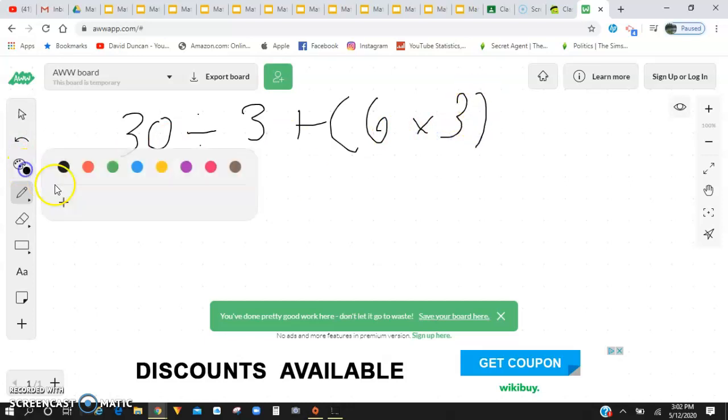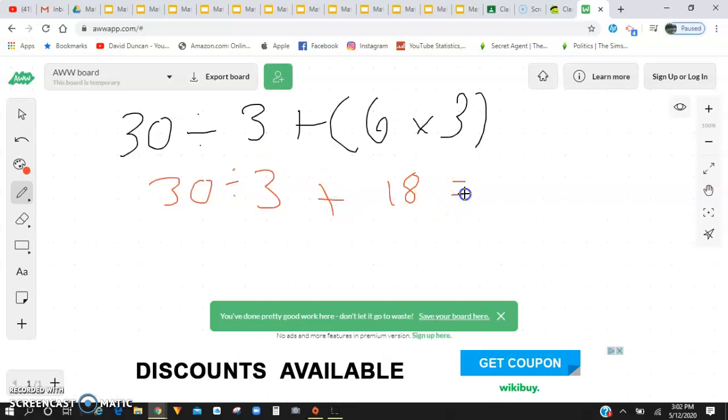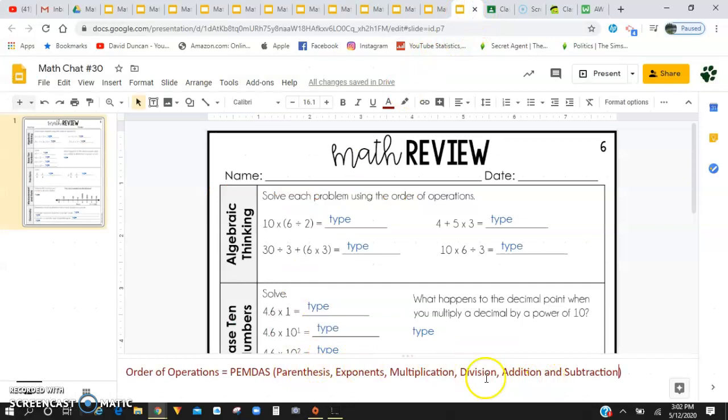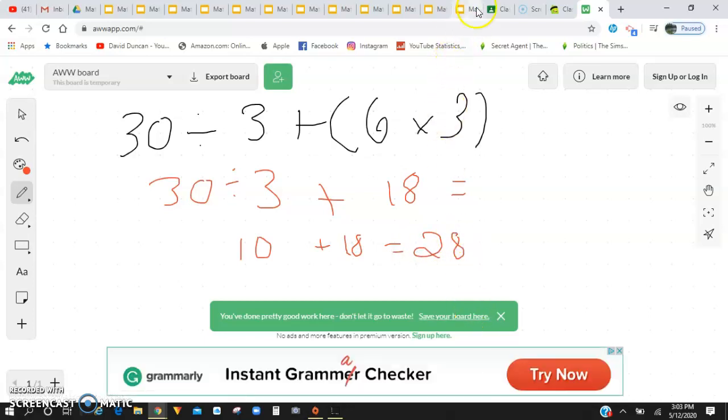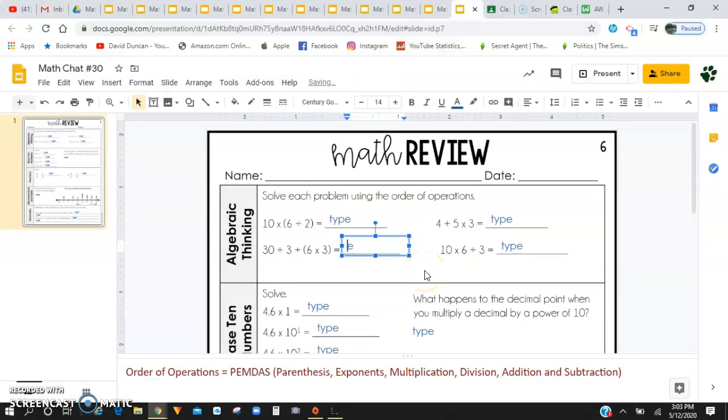All right, I'm going to start by doing the part of my parentheses first. So that 6 times 3 is going to get me 18. Okay, bring down my 30, my divide sign, 3 plus. Now I know with my order of operations, I need to do 30 divided by 3 first because division comes before addition in my order of operations. Division before addition. Okay, 30 divided by 3 is going to get me 10. Bring down my plus 18. 10 plus 18 is going to get me 28. So I'm going to put that answer down right here for you guys.